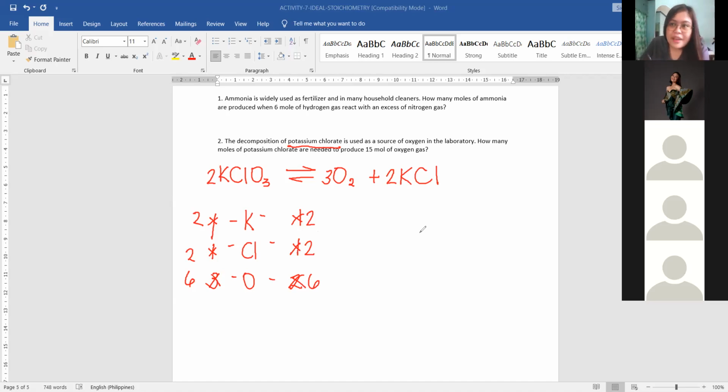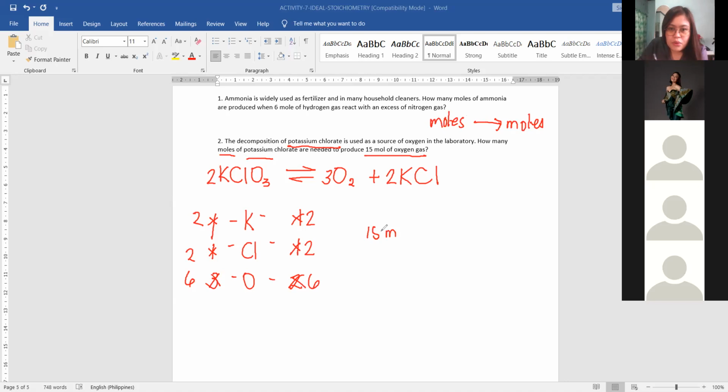This time, we will now answer the stoichiometric problem. So, unsa ang given nato? Ang given nato is, ma-produce daw is 15 moles of oxygen and ang ginapangita, moles gihapon. So, moles ni potassium chlorate. So, the given is in moles. You are also looking for the mole. So based sa pattern class, pag moles to moles, do not forget you only need the mole ratio.